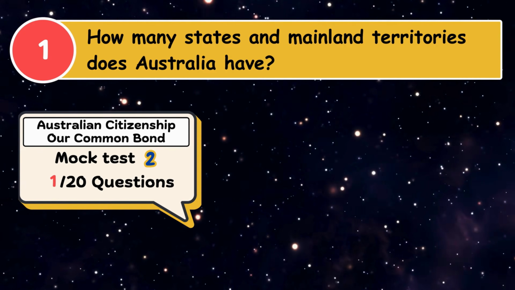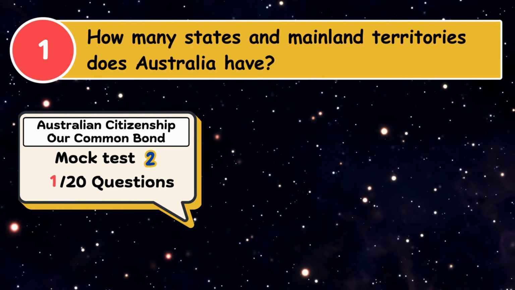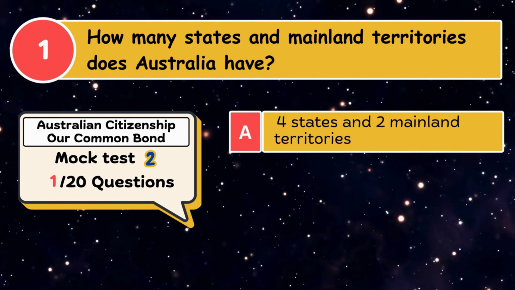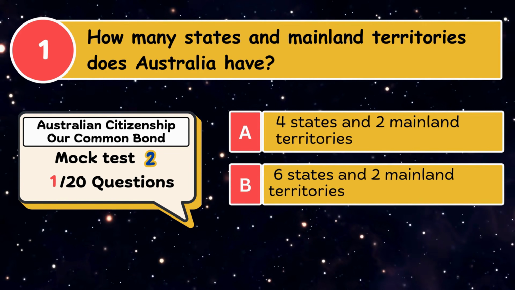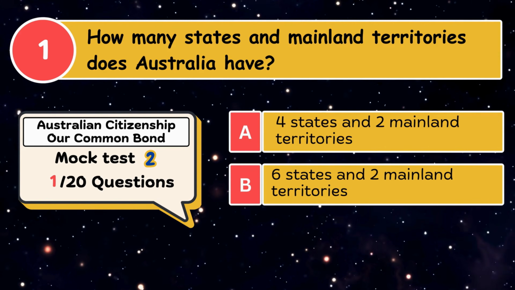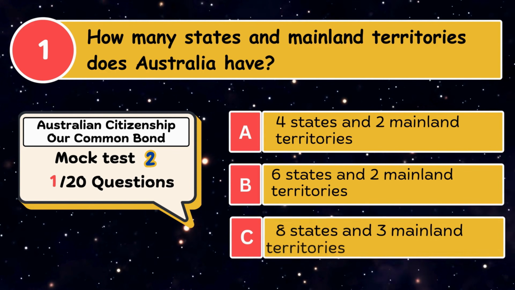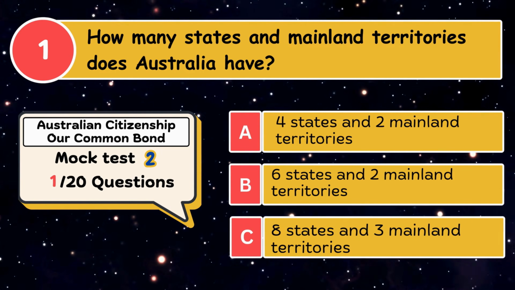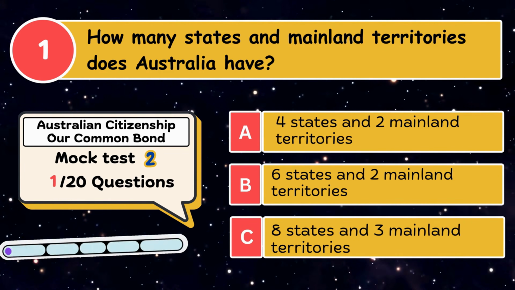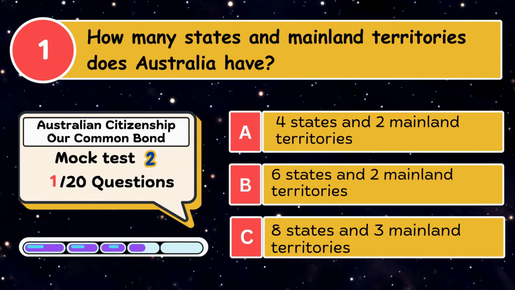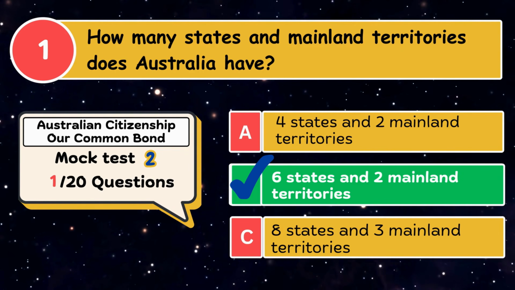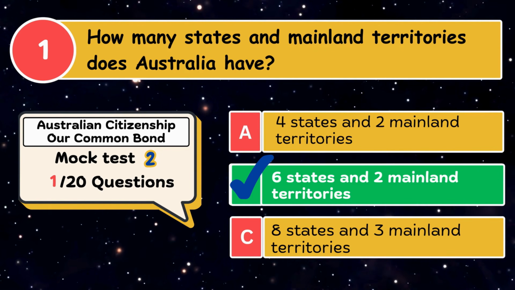How many states and mainland territories does Australia have? A. 4 states and 2 mainland territories. B. 6 states and 2 mainland territories. C. 8 states and 3 mainland territories. The correct answer is 6 states and 2 mainland territories.